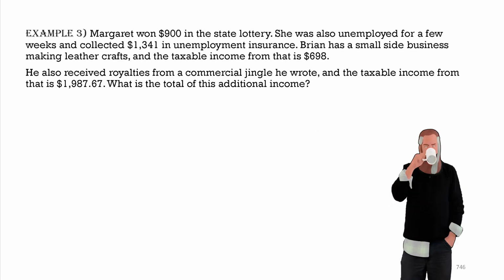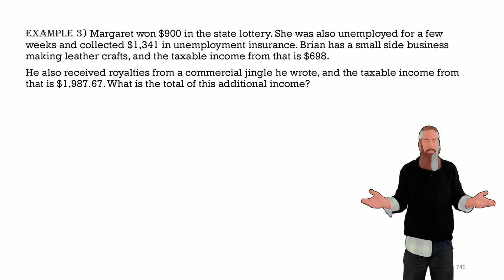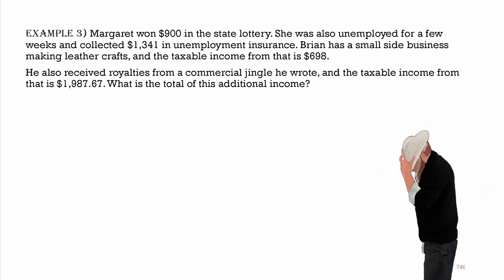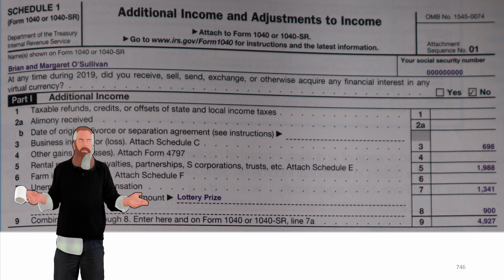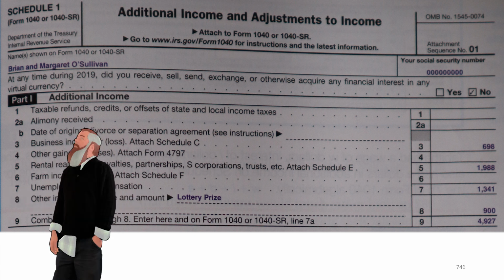To report this additional income, they need a Schedule 1, which is attached to Form 1040 and can be used to report other types of income. Look at the additional income section of a Schedule 1. Enter Margaret's unemployment insurance on line 7 of Schedule 1 and enter the prize on line 8, other income.